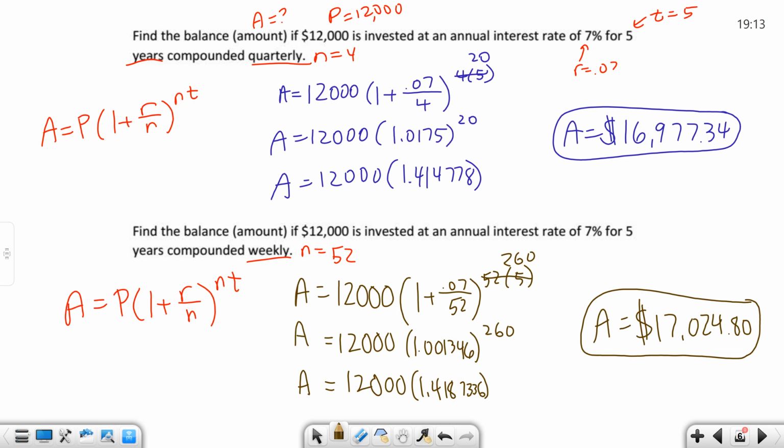Now, we just got more on this one. So it was compounded weekly, compounded quarterly. Which one was compounded more often? The weekly, so it should have been greater, right? If you're adding interest more often, the same amount of money to start with, if you compound the interest more often, you should end up with more money, and that's what's happening right here. Okay?